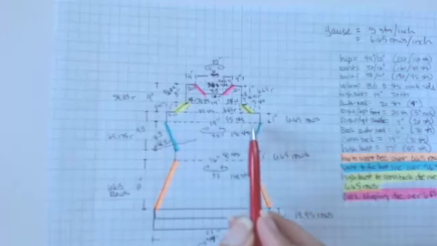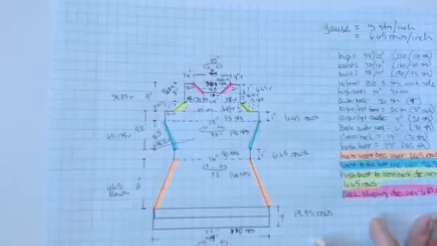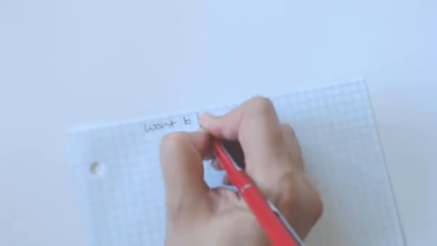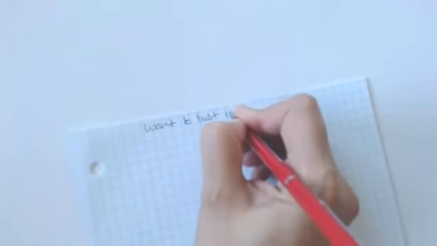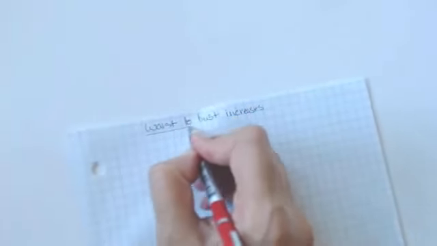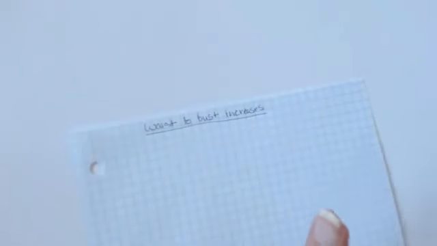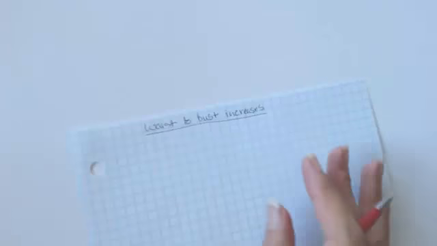We need the full bust circumference here. So let's figure that out. Get a new sheet of paper. Okay, so this is going to be my waist to bust increases this time. Okay, and I'm going to write down the same information that I did for my last example.